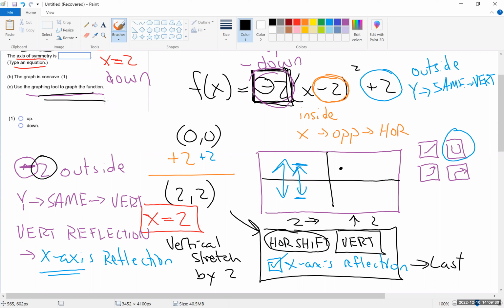All right, that covers everything about this problem. We said that this was down, and then we graph it. All right, let's pause here, see if there are questions.